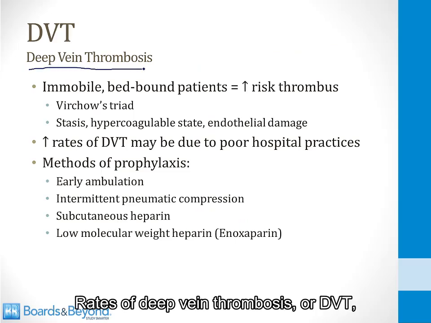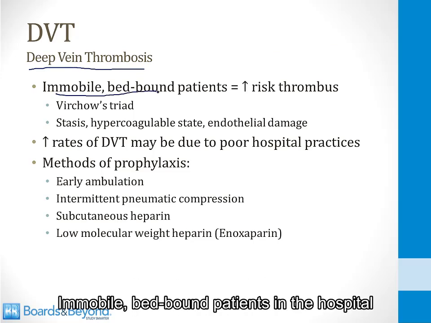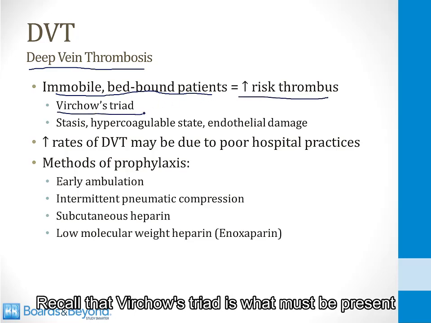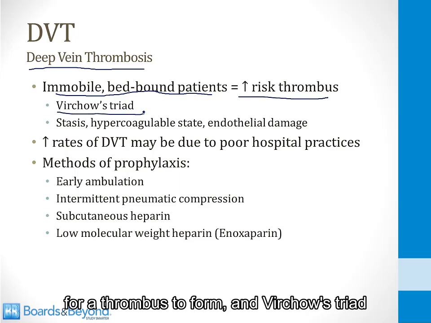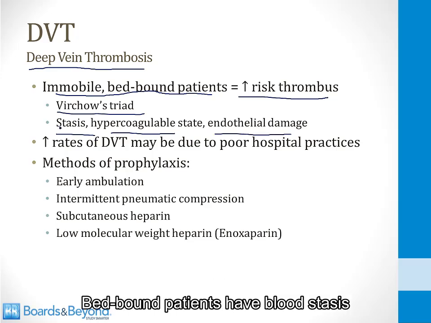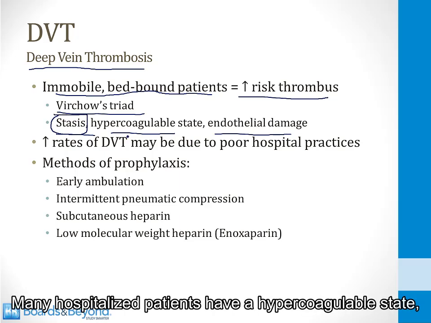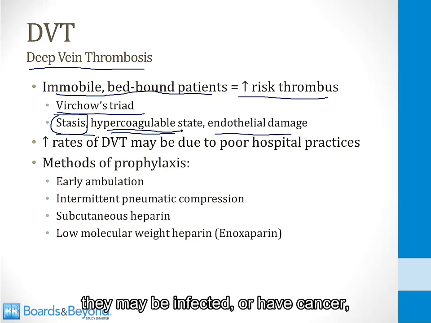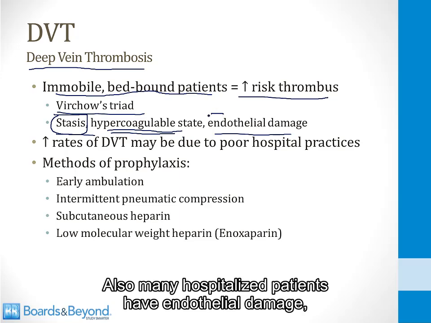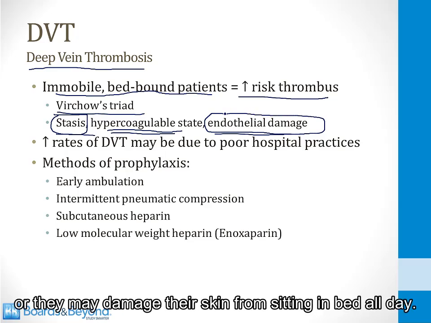Rates of deep vein thrombosis, or DVT, are sometimes used as a measurement of hospital quality. Immobile, bedbound patients in the hospital are at increased risk for thrombus formation. Recall that Virchow's triad is what must be present for a thrombus to form, and Virchow's triad is stasis, a hypercoagulable state, and endothelial damage. Bedbound patients have blood stasis by virtue of the fact that they're stuck in bed all day. Many hospitalized patients have a hypercoagulable state. They may be infected or have cancer or have undergone surgery. Also, many hospitalized patients have endothelial damage. They may have just undergone surgery, or they may damage their skin from sitting in bed all day.